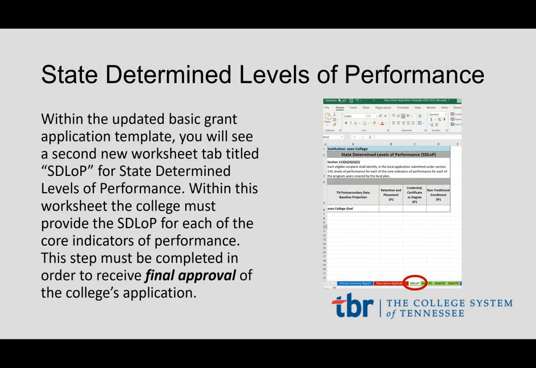Within the updated Basic Grant application template, you will see a second new worksheet tab titled STLOP for State-Determined Levels of Performance. Within this worksheet, the college must provide the STLOP for each of the core indicators of performance. This step must be completed in order to receive final approval of the college's application. These core indicators of performance include retention and placement, credential, certificate, or degree, and non-traditional enrollment.